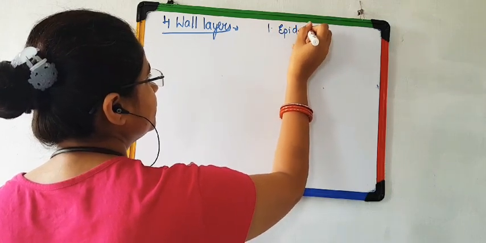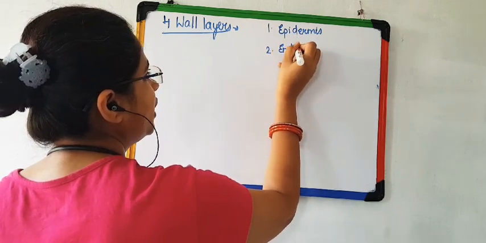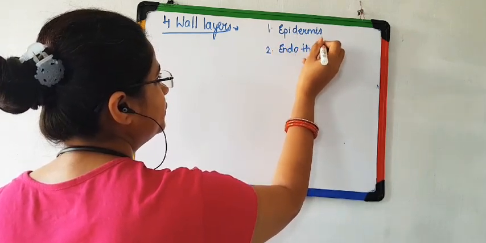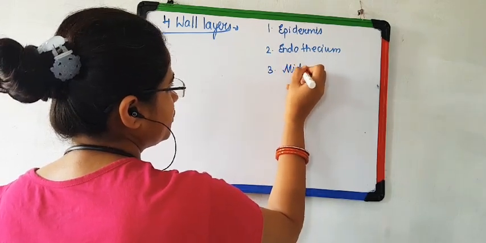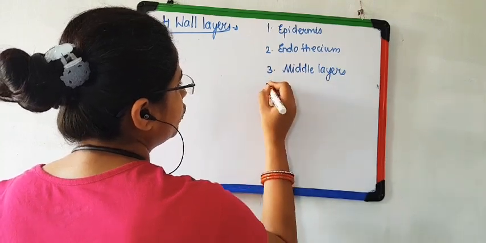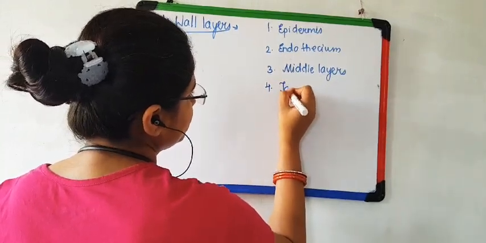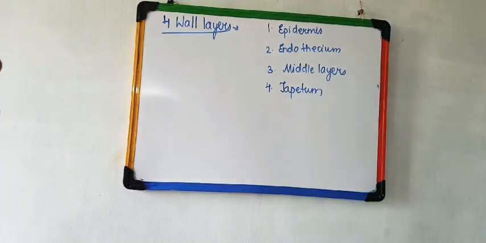epidermis, second is endothelium, third is middle layers, and fourth is tapetum. Again, epidermis, endothelium, middle layers and tapetum.